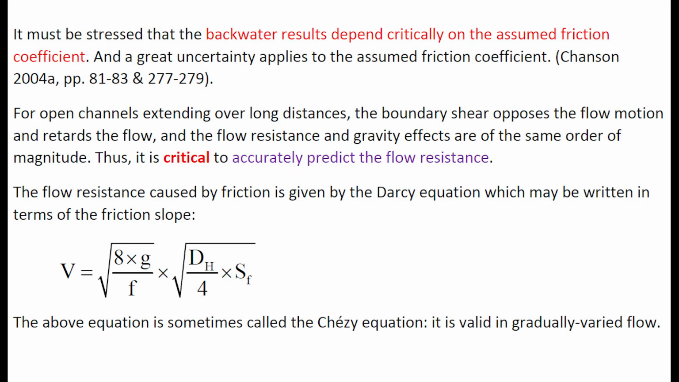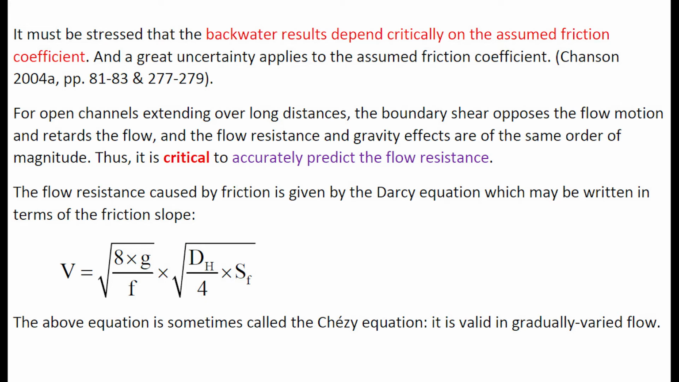It must be stressed that the backwater result depends critically upon the assumed friction coefficient, and a great uncertainty applies to the assumed friction coefficient. For open channels extending over long distances, the boundary shear stresses oppose the flow motion and retard the flow. The flow resistance and gravitative effect are basically of the same order of magnitude. It is thus critical to accurately predict the flow resistance.